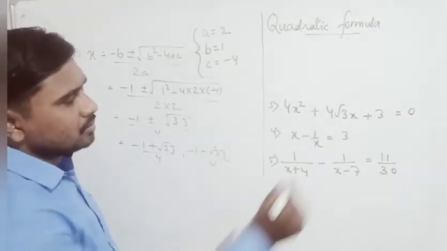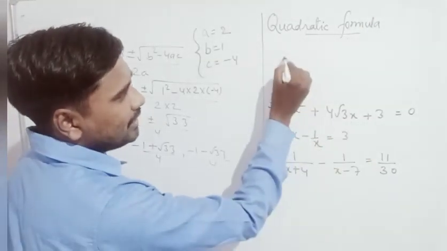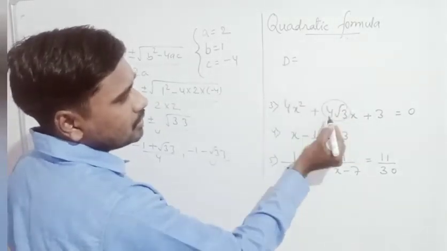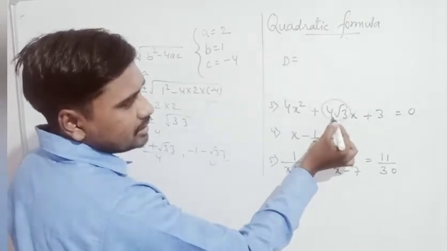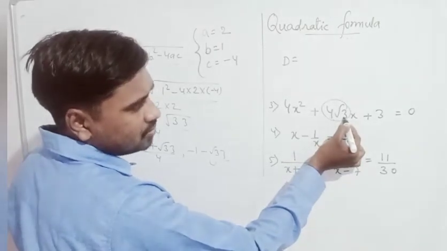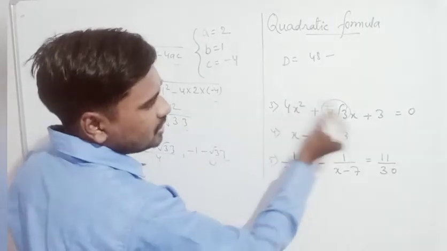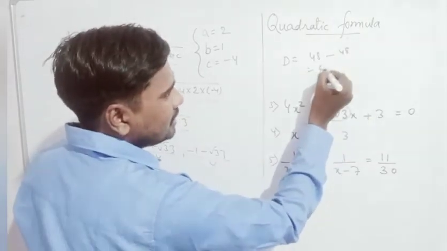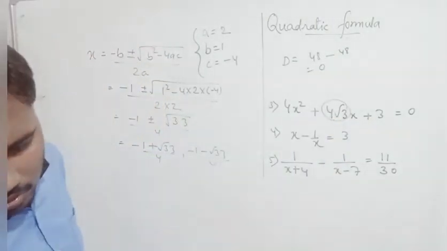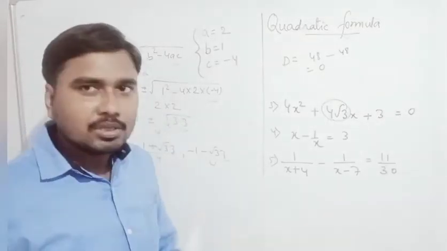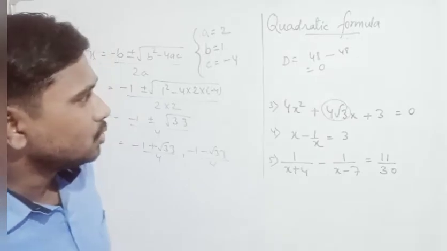Now the third question. First of all, you will find b square. So this is b square, 4 root 3 squared: 4 fours are 16, and 16 times 3 is 48. Minus 4 into 4 into 3, that is 16 times 3, which is 48. So that is equal to 0. The value of the discriminant is coming 0. It means there will be real roots, but they will be equal.